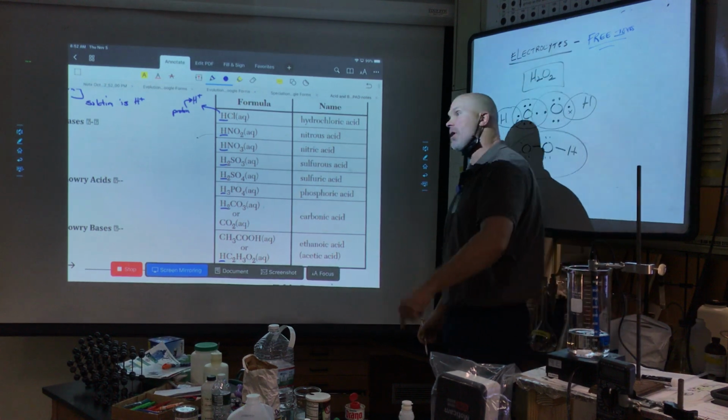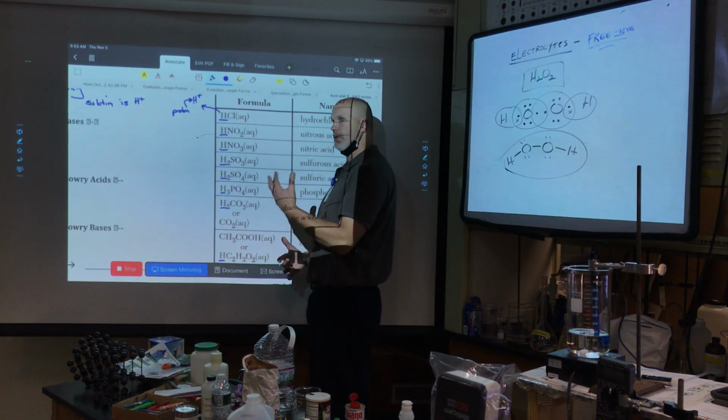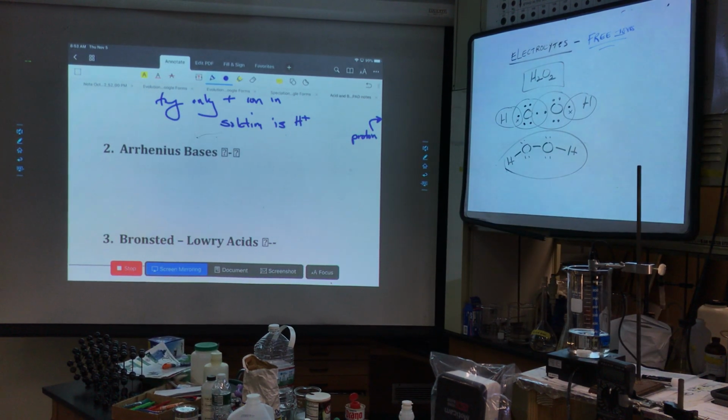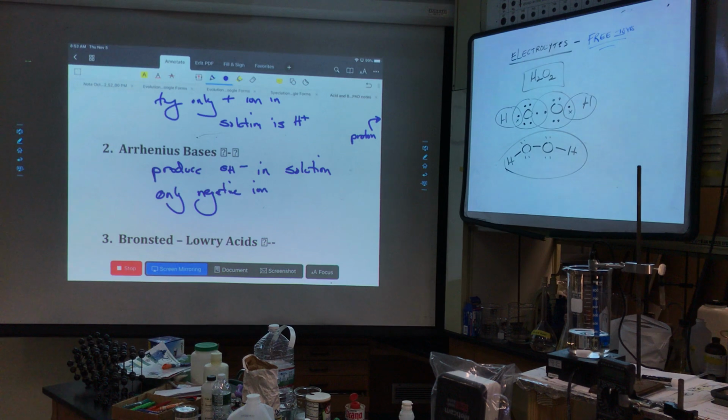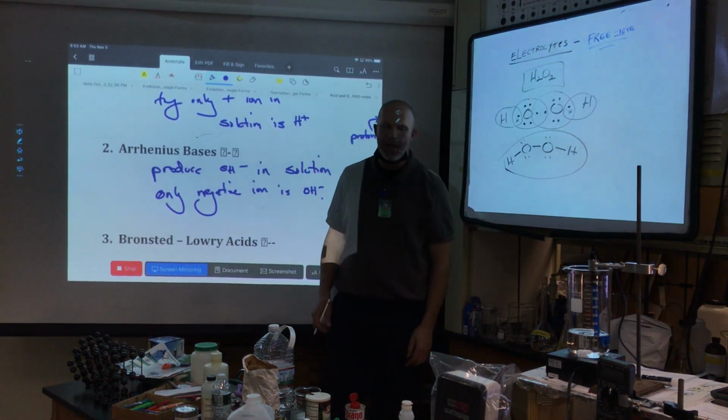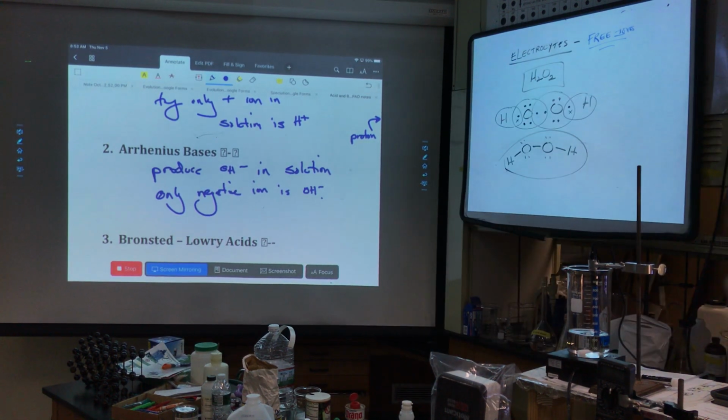Are there acids we're going to see today that aren't Arrhenius? Yes, because that was the simplest definition. Can anyone guess what the base definition was? To be a base, you produce OH minus in solution. In fact, the only negative ion is the hydroxide. Very simple. If you're a base, you produce an OH minus. If you're an acid, you produce an H plus. This is the simplest. There are better definitions.